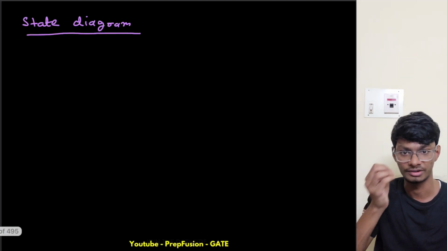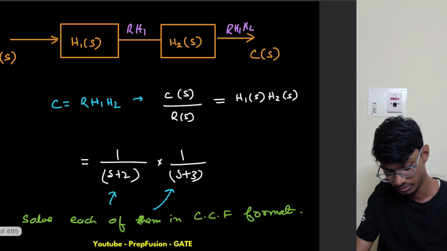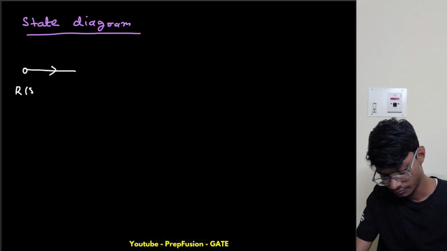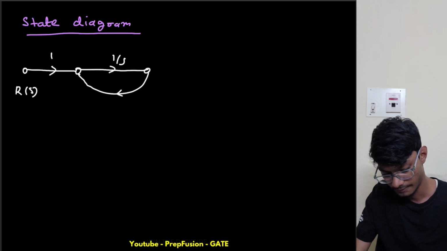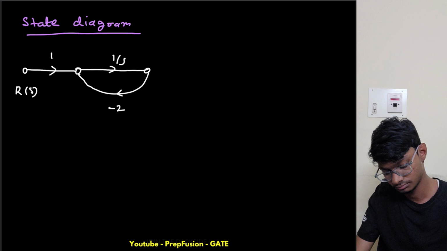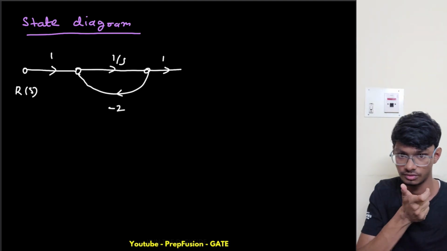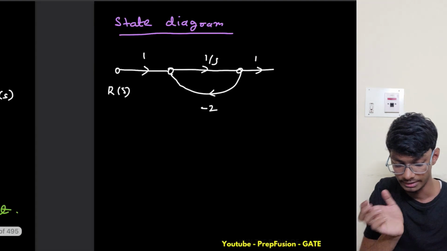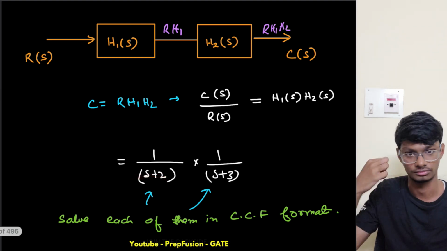This is bread and butter for you. I choose the input as R. So this is R of S, this will be 1, this will be 1 by S, and this will be minus 2. This is my output, and the output is 1 only, because the numerator is 1 only, and this is going to the other state. I did this very quickly. This is 1 by S plus 2. You should do this.